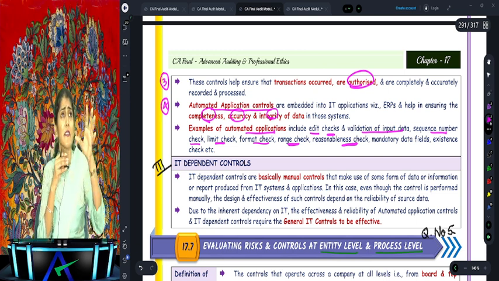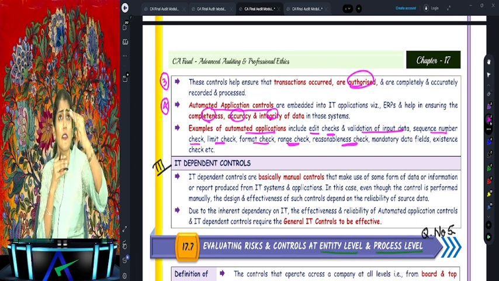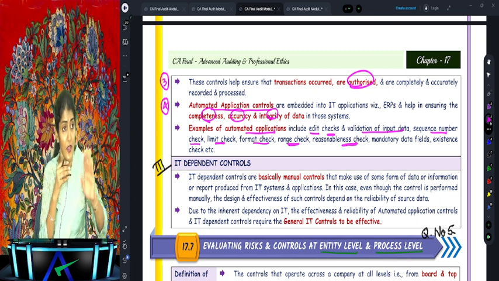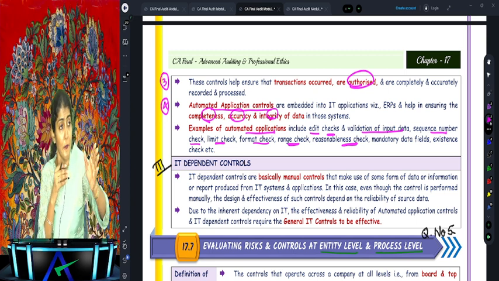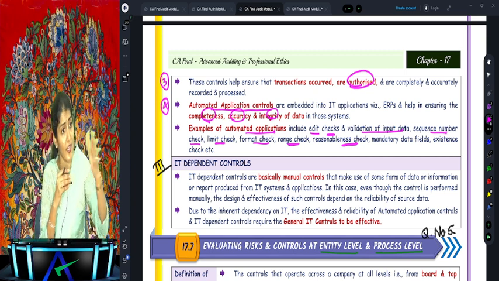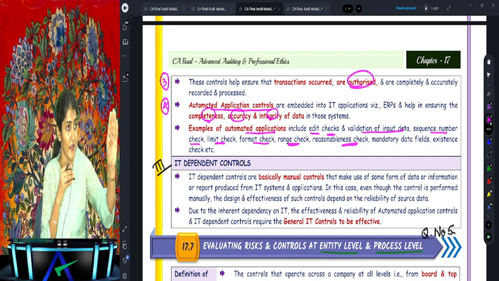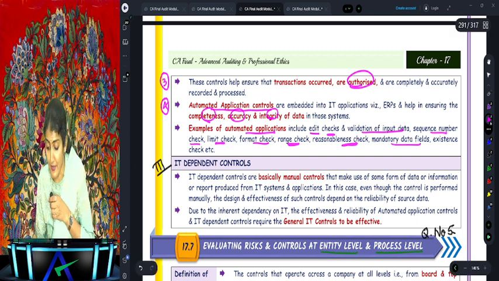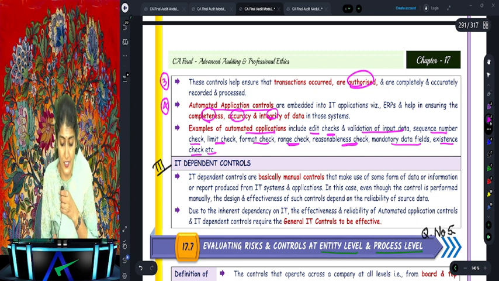Then the reasonableness check. Reasonableness check means they ask you how many hours you work every day, and they already give options. What options do they give? 6 hours, 8 hours or 10 hours. If somebody wants to write 28 hours, they don't allow it. They give only 3 options, 6 hours, 8 hours and 10 hours. So that is the reasonableness check, then the mandatory data field and the existence check, etc.